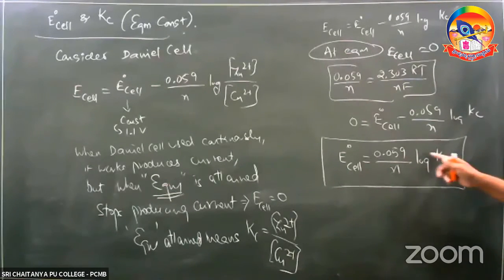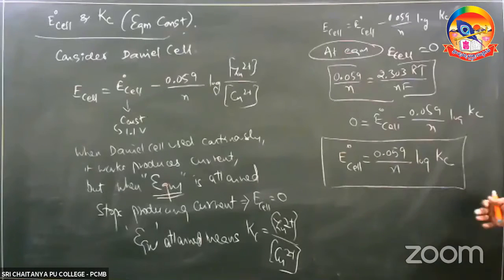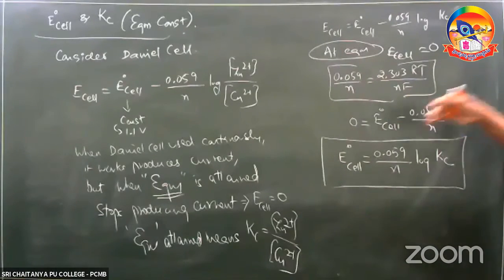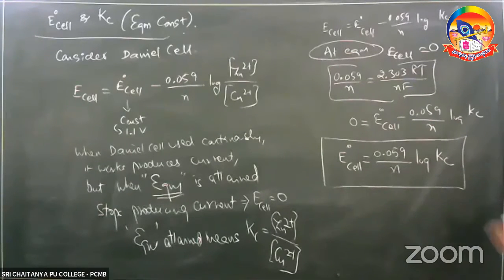What is 0.059? This one only. Please remember. Understand? So remember this equation, we are going to use it in the problems again. Please note down this one. You take the screenshot. This formula is important. How this formula comes, we have explained like this. So E naught cell is equal to 0.059 divided by n log Kc. Log Kc, remember.